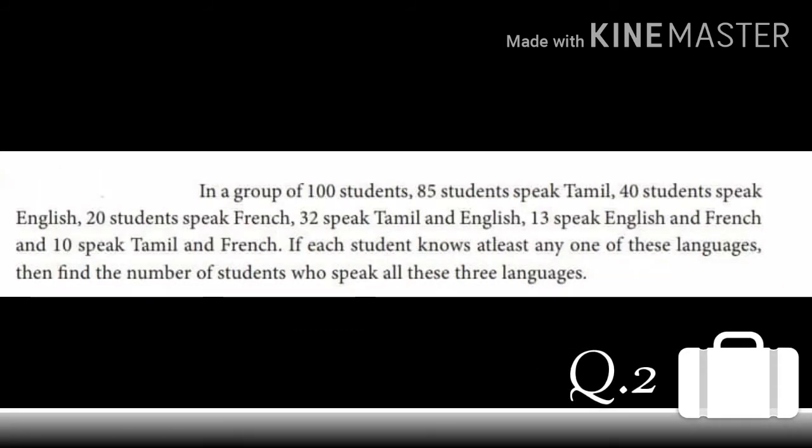Second question. In a group of 100 students, 85 students speak Tamil, 40 students speak English, 20 students speak French, 32 speak Tamil and English, 13 speak English and French, and 10 speak Tamil and French. If each student knows at least one of these languages, then find the number of students who speak all these three languages. So you have to find out those who are speaking all the three languages, which means A intersection B intersection C.